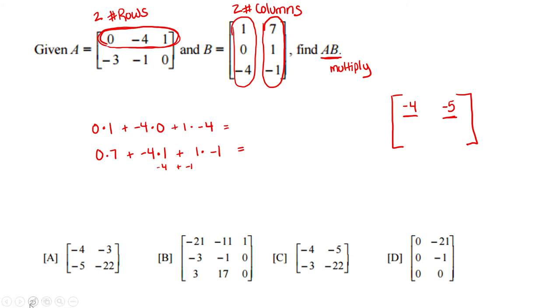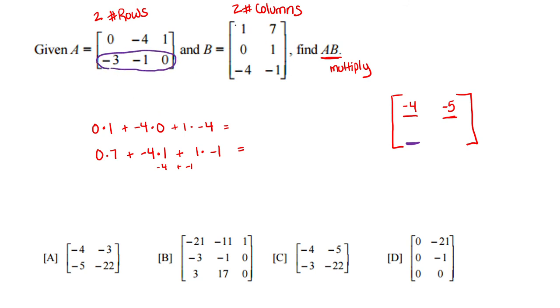Okay, now I'm going to change colors so you can see what's going on for the next step. To get your next answers for this one, you need to take this row, since it's on the bottom, times this column. So that's -3 times 1 plus -1 times 0 plus 0 times -4. What do you get? You should have that answer as -3.